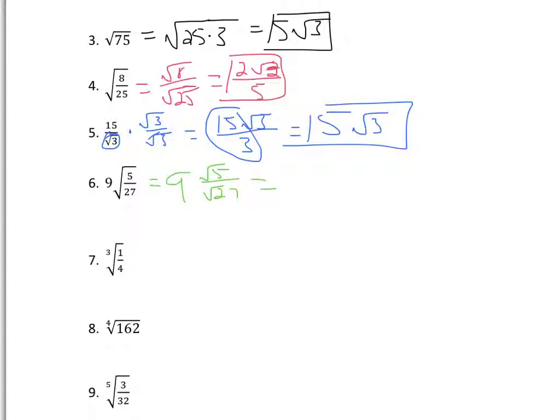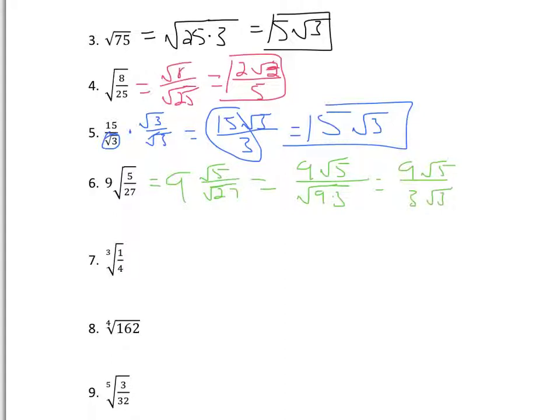The root 27, you probably want to break these down first. Okay, so let's do 9 root 5 on top, because root 5 you can't do anything with, it's prime. And root 27, the biggest perfect square that's a factor of root 27 is 9. So rewrite this as square root of 9 times 3. Square root of 9 we know is 3. So we've got 9 root 5 over 3 root 3.